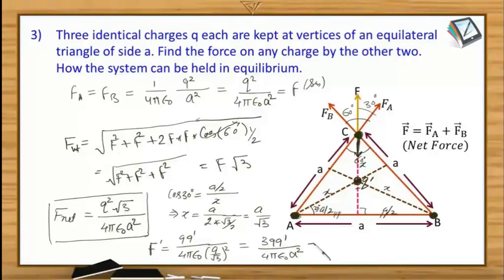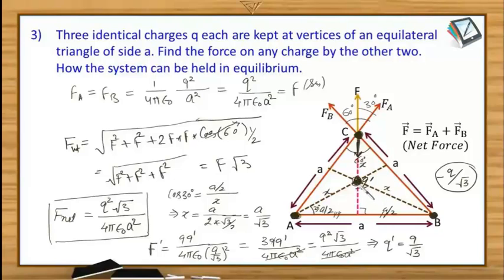So we will put this value equal to q square root 3 divided by 4 pi epsilon naught a square. So by equating these two terms, these two are cancelled, and here one q and one q get cancelled. So 3q dash is equal to q root 3. So q dash becomes q by root 3. So to hold this system in equilibrium, we can put a charge minus q by root 3 at the centroid of the triangle.